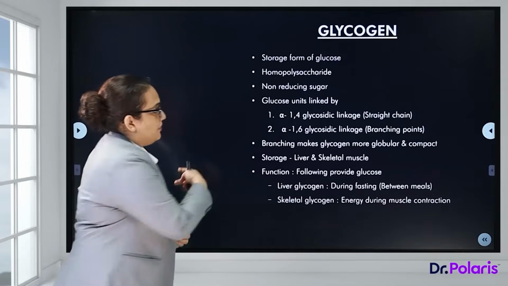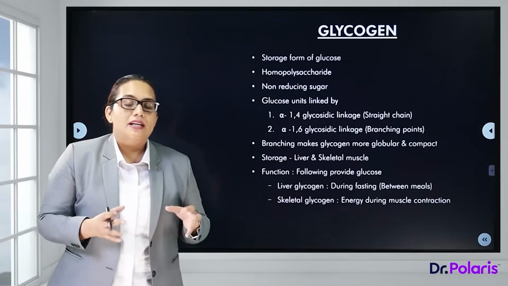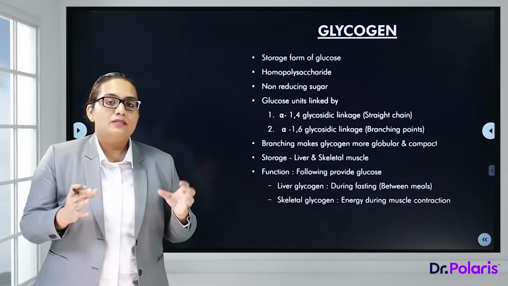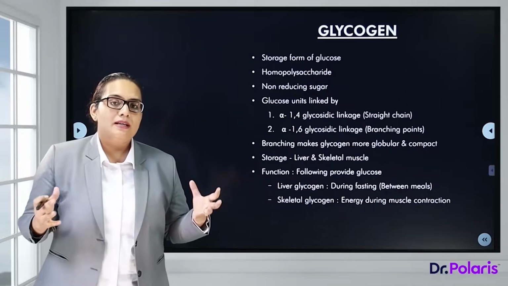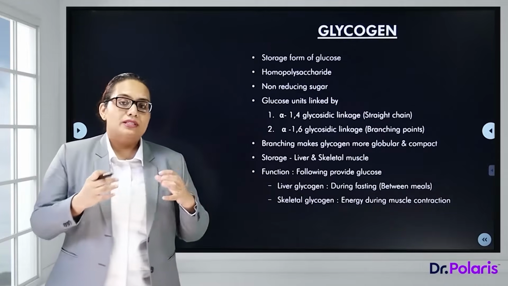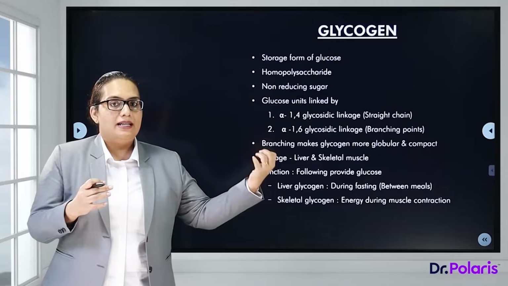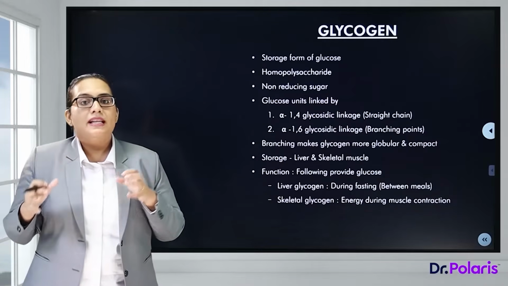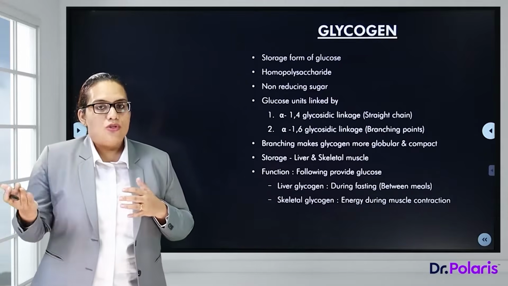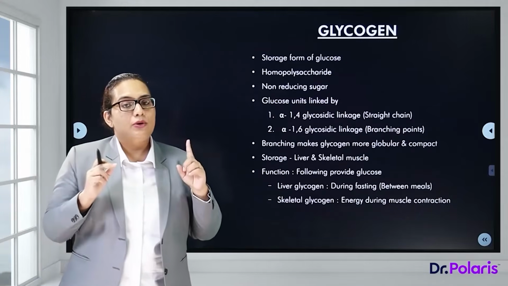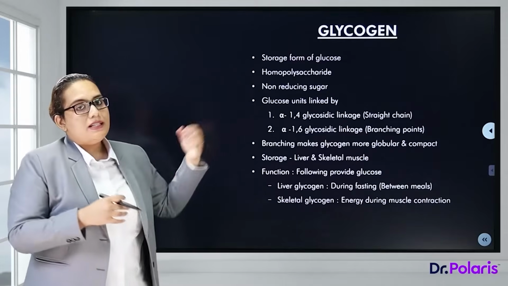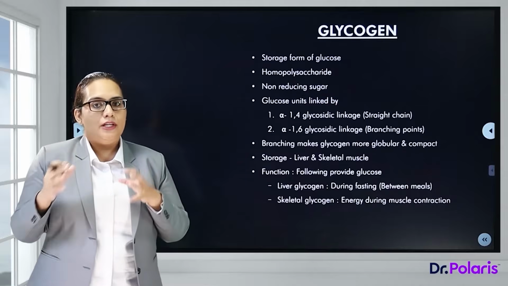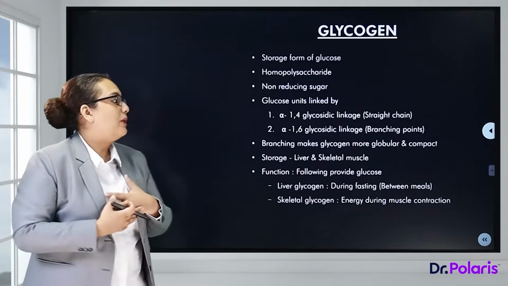So, what is glycogen? Glycogen is a carbohydrate. It is a homopolysaccharide, meaning it consists of several sugar units, more than 10 repeating units, and the sugar unit present in this homopolysaccharide, glycogen, is glucose. It is a storage form of glucose in animals, whereas we have starch also, which is a storage form of glucose, but it's present only in plants. It is also considered to be a non-reducing sugar, meaning it does not contain any free aldehyde or keto group that can interact with other compounds.